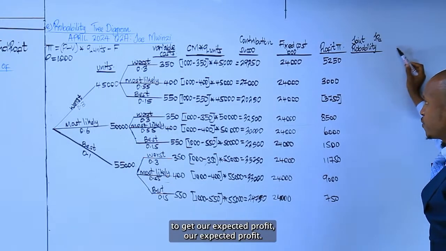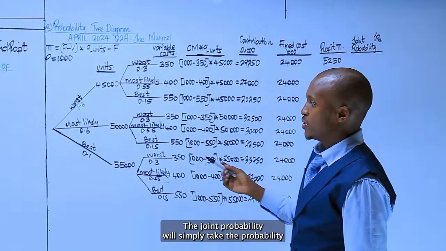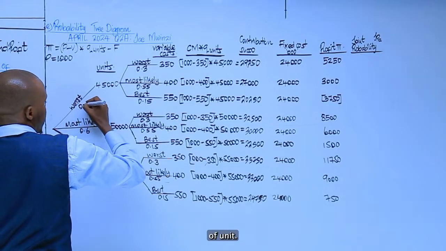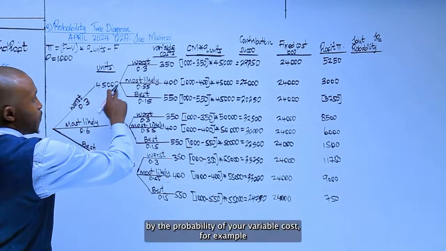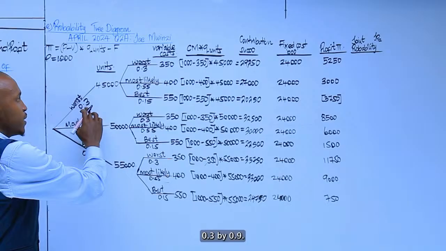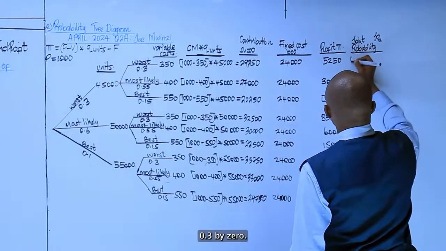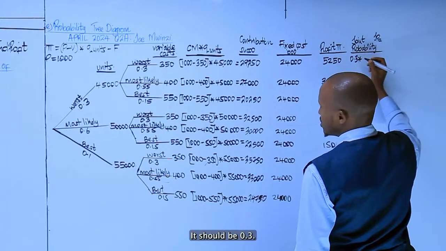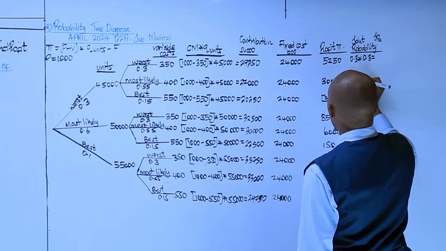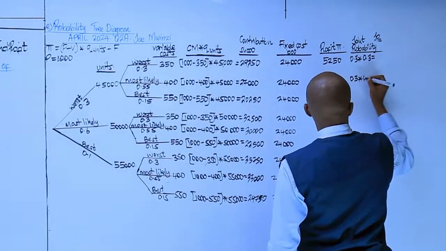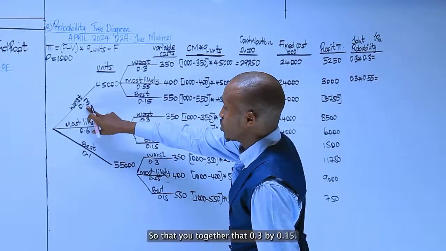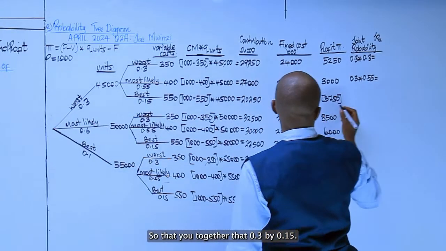Your joint probability will simply take the probability of units, you multiply by the probability of your variable cost. For example, 0.3 by 0.3. The other one is what? 0.3, you multiply by who? 0.55. I'm indicating this because it is necessary. Then 0.3 by 0.15. Very nice.